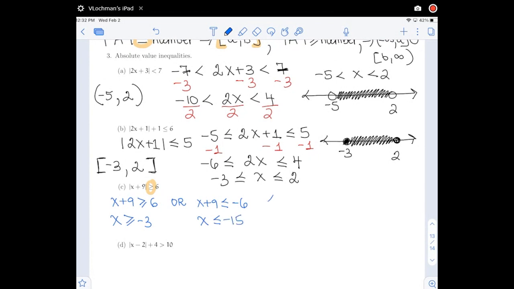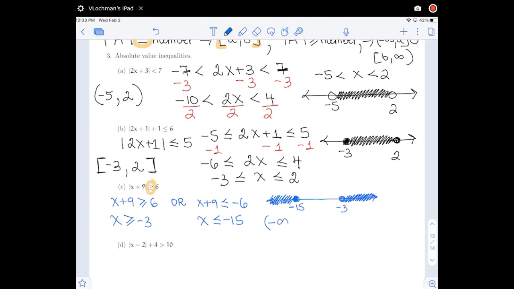So what does that look like? That looks like this, negative 15, somewhere here. I'm going to highlight it. Anything to the left, and then negative 3 over here, anything to the right of negative 3. What does my solution look like in the interval notation?